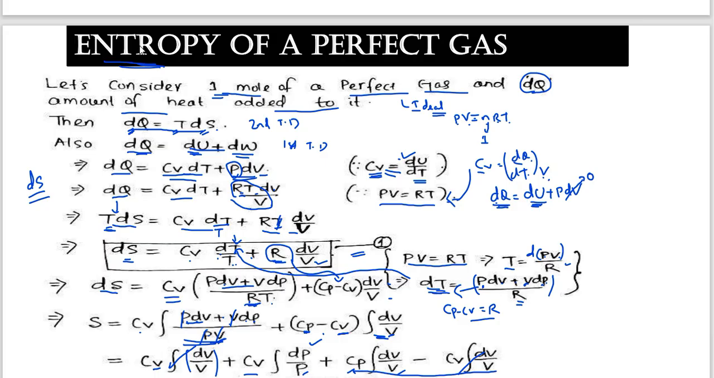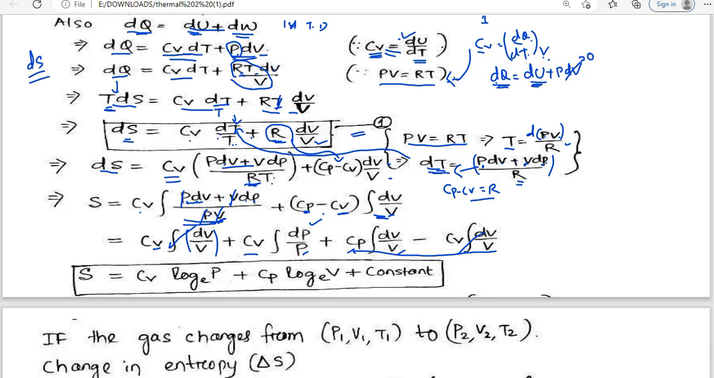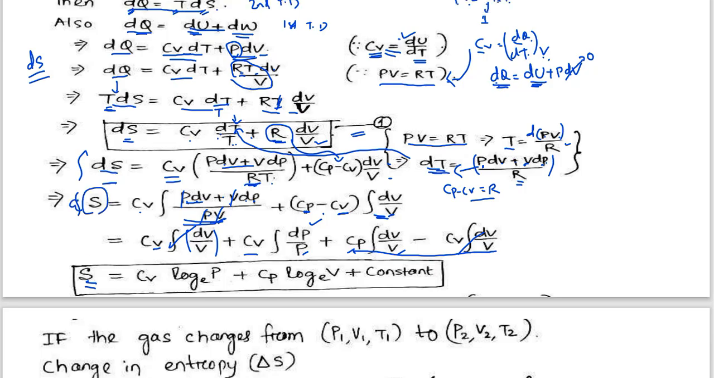Because integration of 1 by x is ln x. So now look at the part. Integrating dS, we get S equal to Cv log P plus Cp log V, and plus a constant. Cv dP by P will be Cv log P, Cp dV by V will be Cp log V, and this is a constant.